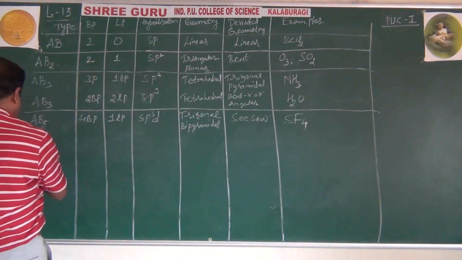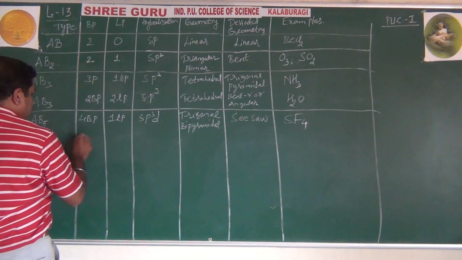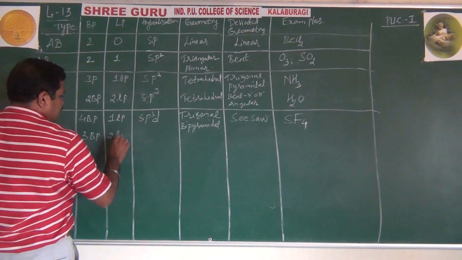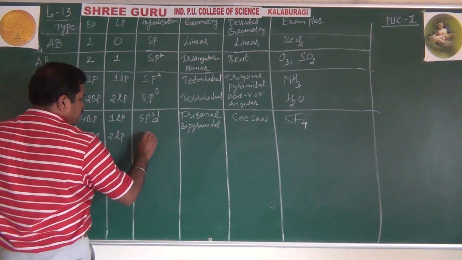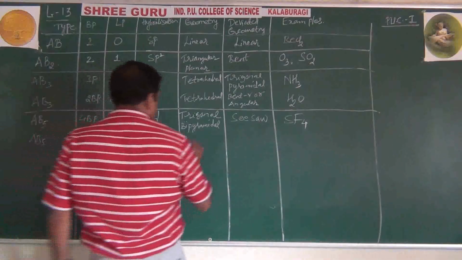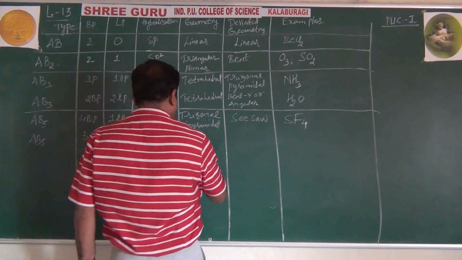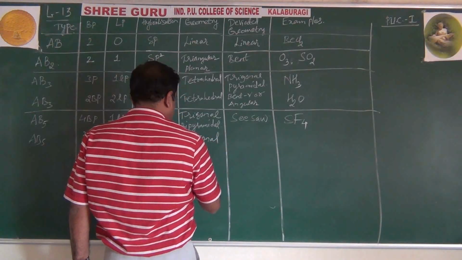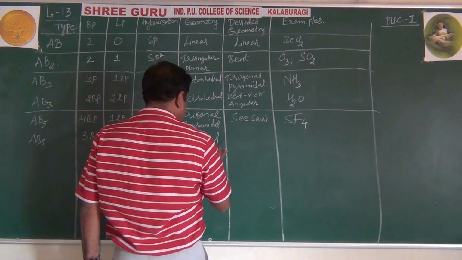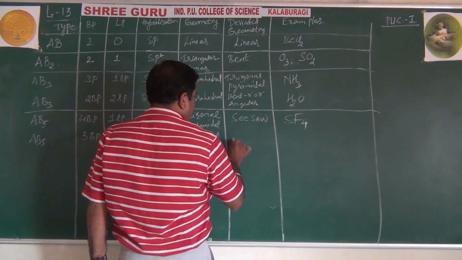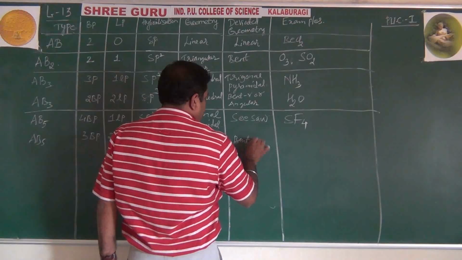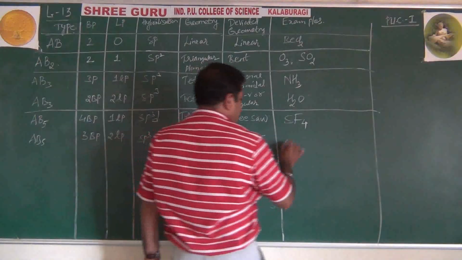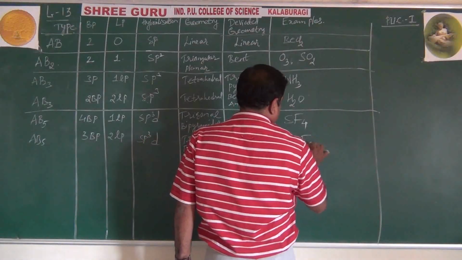From the same AB5 type, 3 bonding pairs, 2 lone pairs. Same sp3d hybridization, no change. It should be trigonal bipyramidal, but not so. It is a bent T shape. Bent T. An example, chlorine trifluoride.